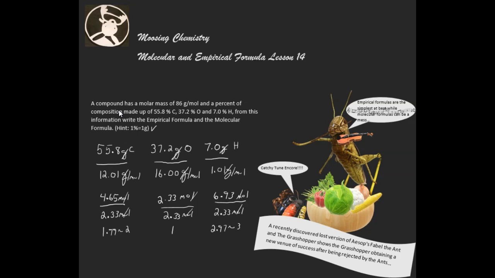So now our empirical formula is going to be C2OH3. Now that's our empirical formula. So now let's figure out what the molecular formula is. We have to remember that the molecular formula is 86 grams per mole. So that means we're going to have to find the molar mass of C2OH3. So we're going to have to erase all this so we can give ourselves some room.